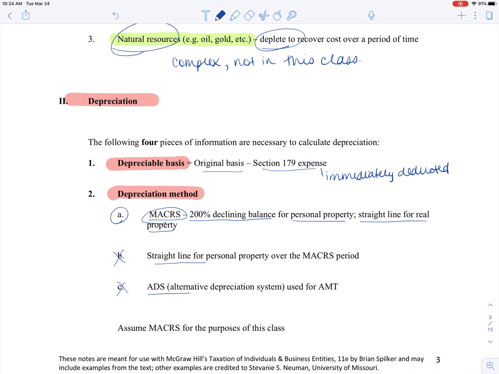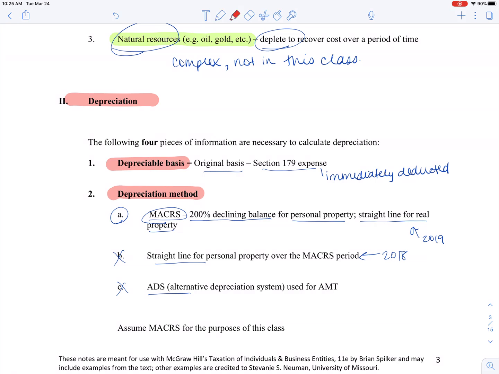Businesses are going to select the depreciation method to be used for similar assets purchased during that year. So the same method has to be used for all assets purchased during the same year, but similar assets purchased in different years may be subject to different types of depreciation. So in theory, you could choose straight line for your personal property that you put into place in 2018, and then you could use MACRS for the property that you put into place in 2019. But you have to use one method for the entire year.